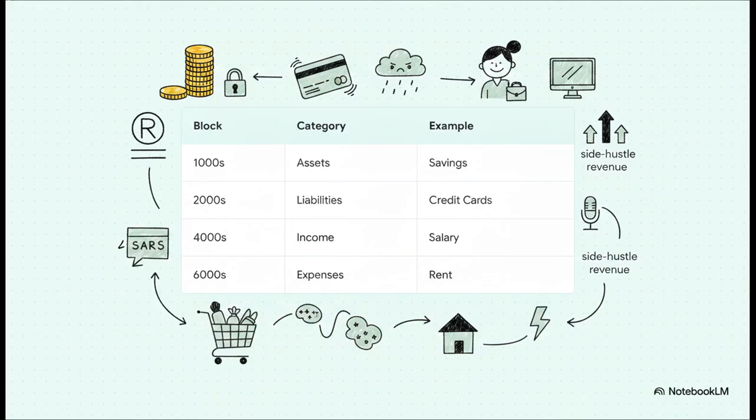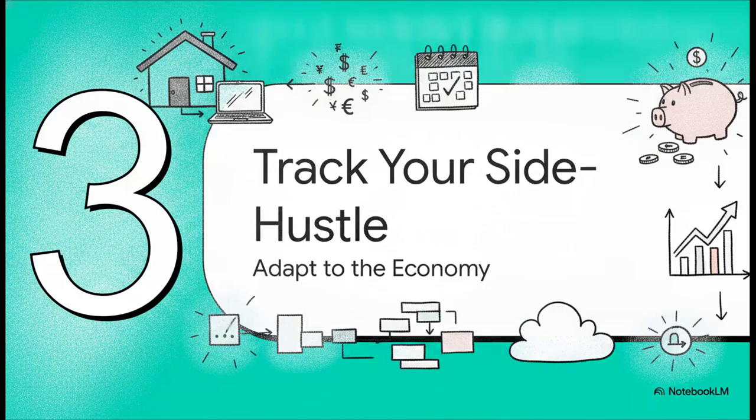The 1000 series is dedicated entirely to your assets, so your primary transactional bank account or your savings. Then the 2000 to 3999 block handles your liabilities and capital. This is where your credit cards and your SARS tax liabilities live. Moving on, the 4000 series cleanly tracks your income and cost of sales, meaning your main salary and your side hustle revenue. And finally, the 6000 series captures your expenses, your groceries, rent, utilities, the usual. Organizing everything into these specific blocks guarantees incredibly quick data mapping. It just makes sense.